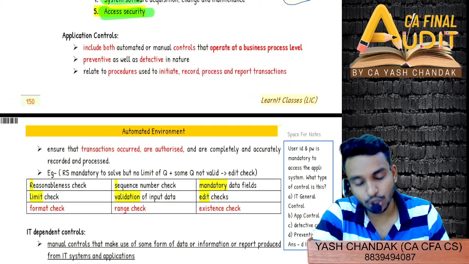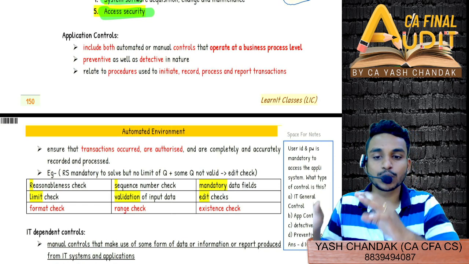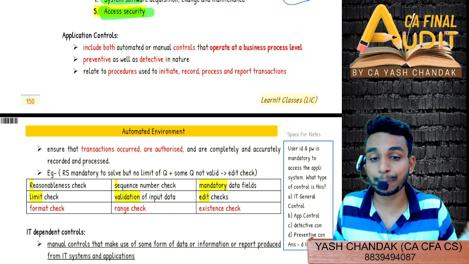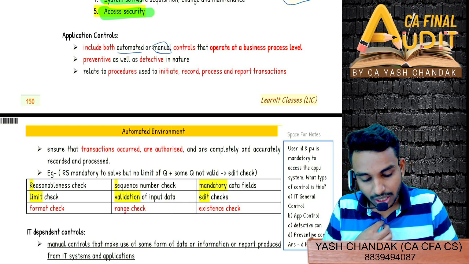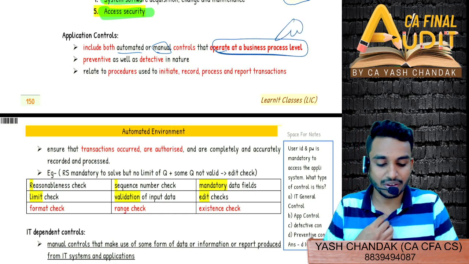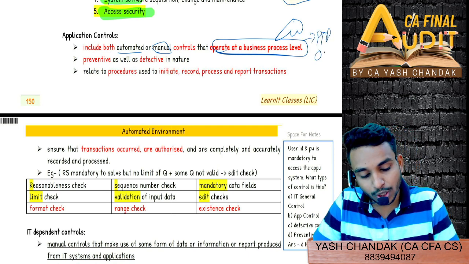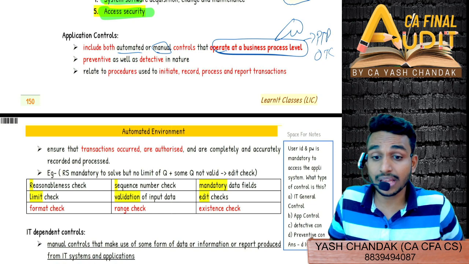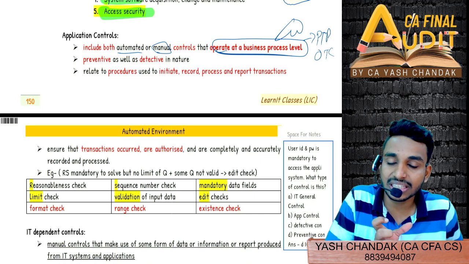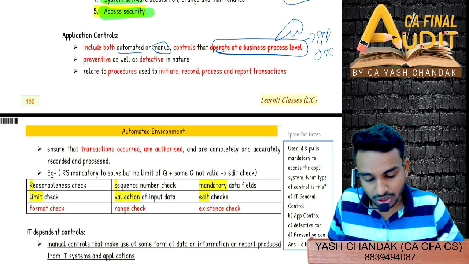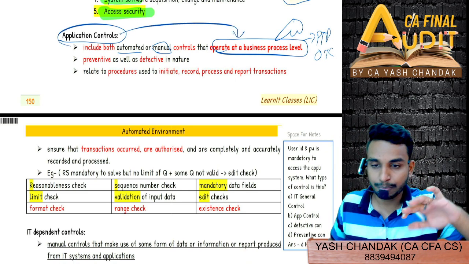So application controls, as I told you, relate specifically to an application. Suppose SAP, then whatever controls are there with respect to SAP are application controls. This includes both automated as well as manual. They operate at a business process level. Why are they saying that? Because these are generally used for processes like P2P, OTC. For each and every process there could be either the same application or different applications. But applications are generally for process levels. So application controls also operate at a business process level, and they include automated, manual, preventive, detective.